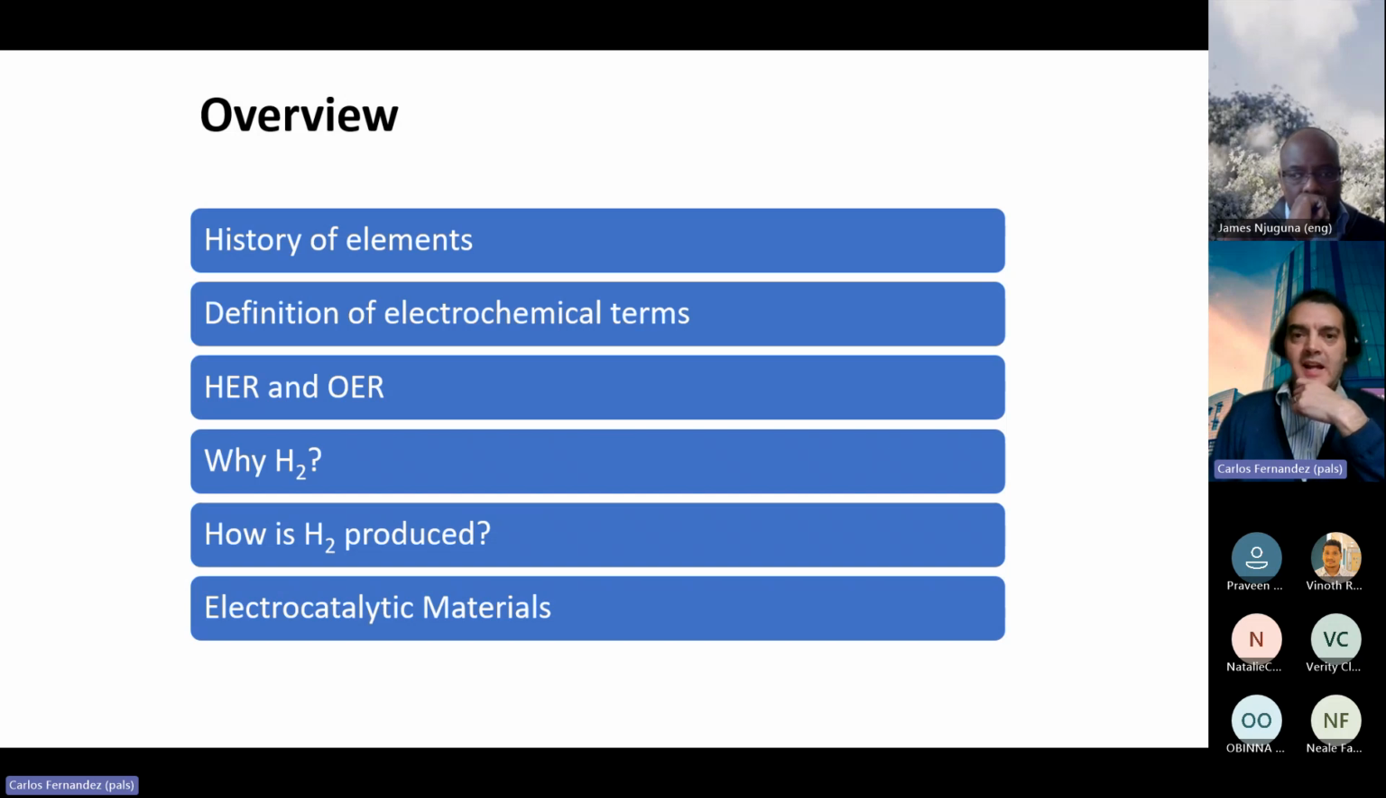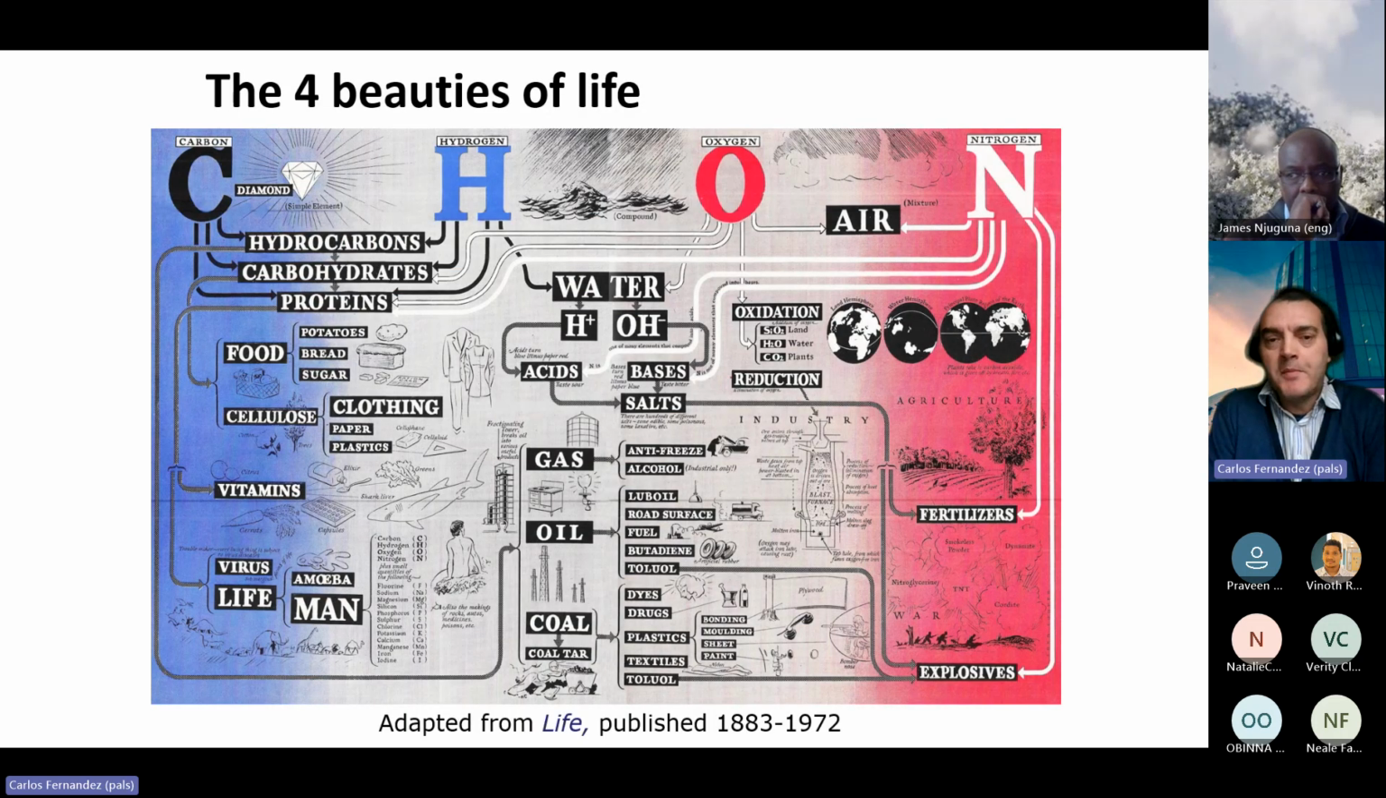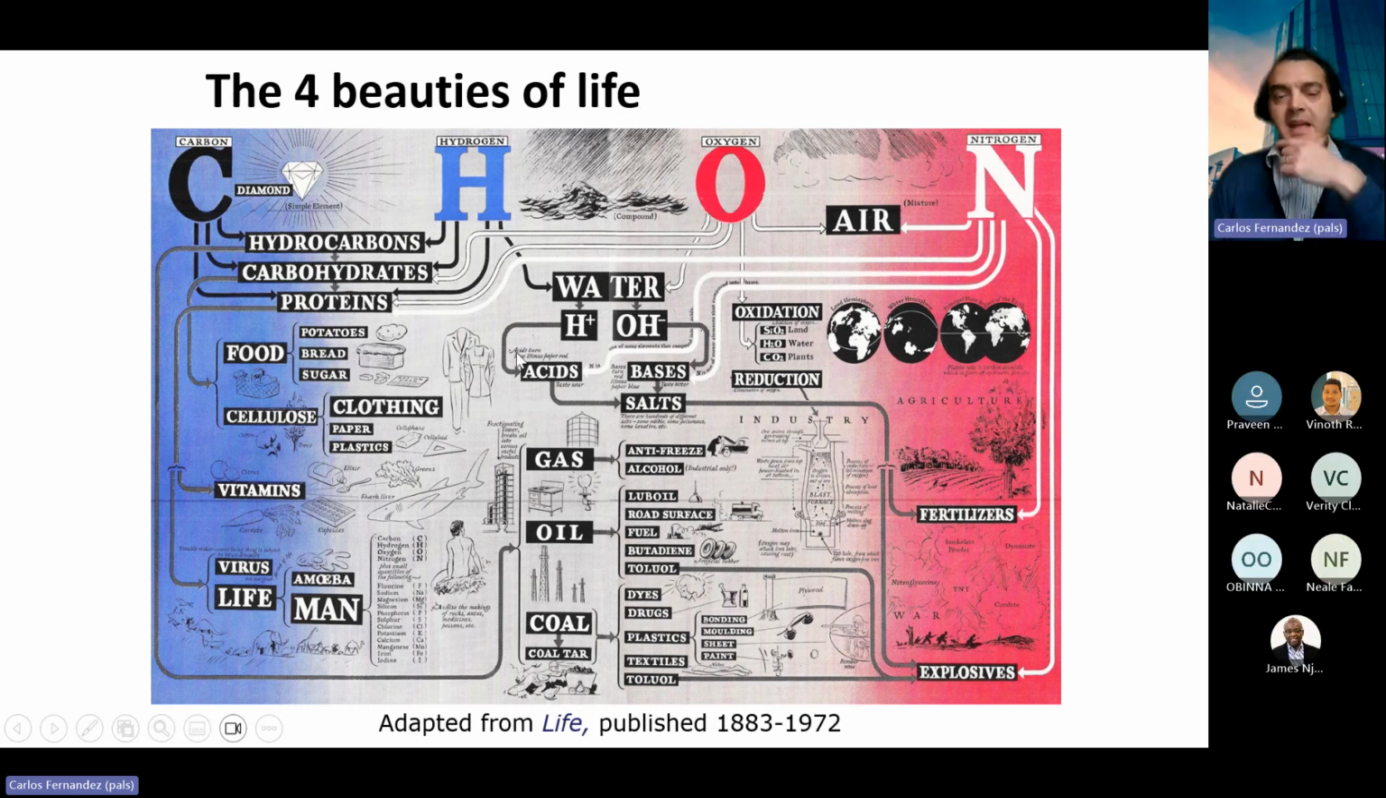So first of all, we are surrounded by 4 beauties of life. This is something that was published in Life magazine between 1883 and 1972. It's a particularly interesting magazine, and the main 4 elements are carbon, hydrogen, oxygen, and nitrogen. So hydrogen, as you can see, is something that has been interesting to all of us for a long, long time. Hydrogen is the main atom for water, for acids, bases, gas, oil, coal, etc.